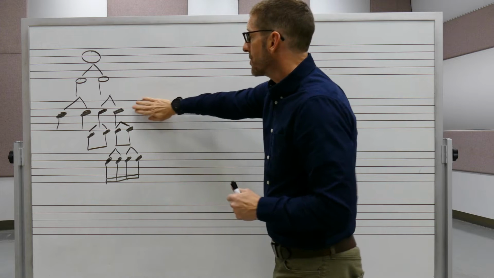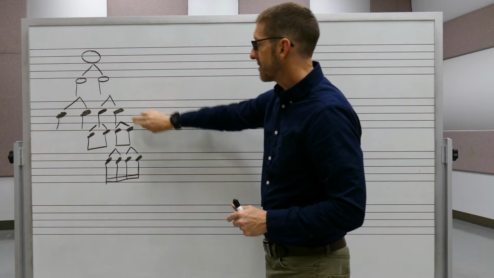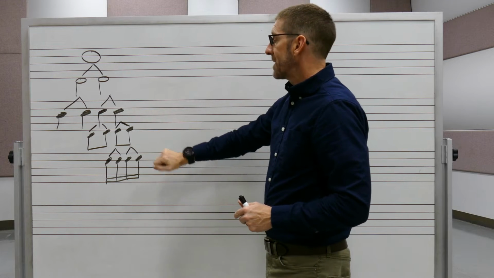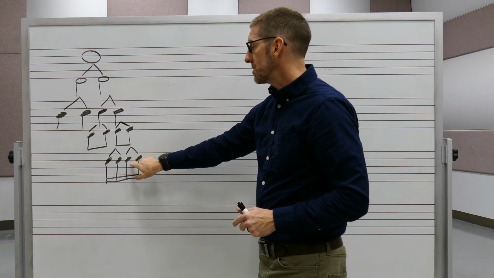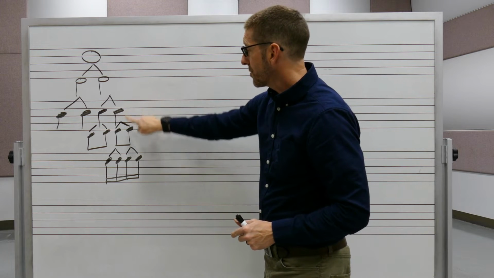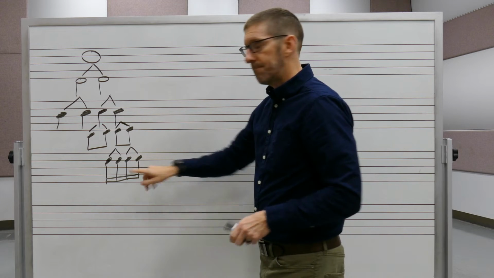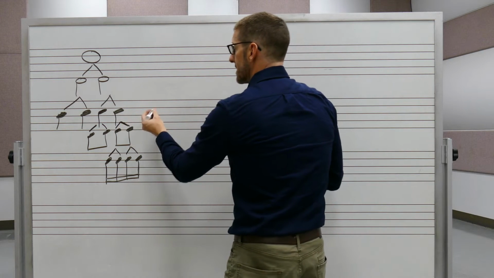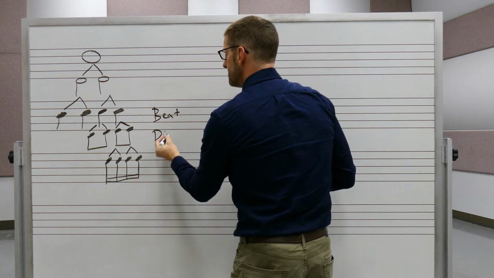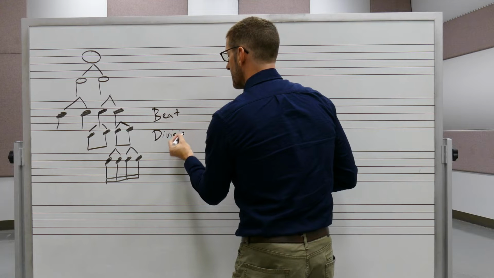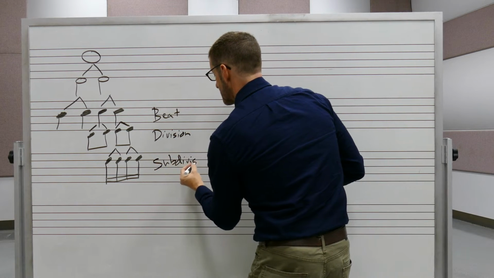So if my quarter note is the beat, then my division is the eighth note. So each beat divides into 2. And then if I go one further level, each division divides into 2 subdivisions. So quarter note into 2 eighth notes, eighth note into 2 16th notes. So let's summarize it again here. If I'm saying quarter note is the beat level, eighth note is the division, and the 16th is the subdivision.